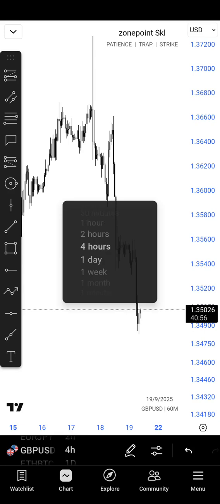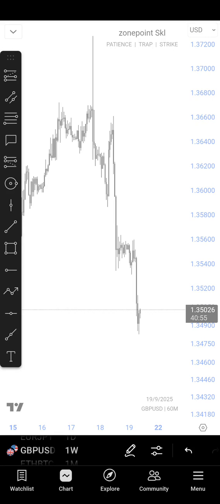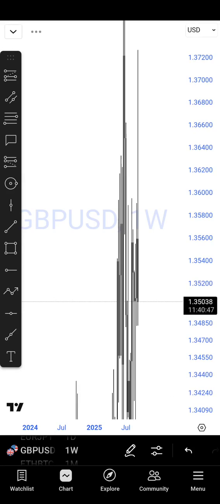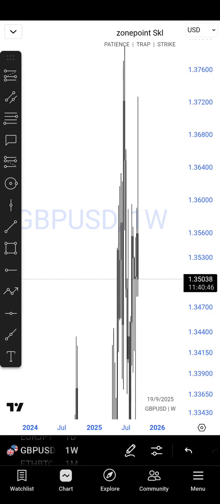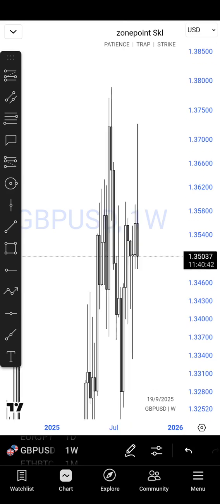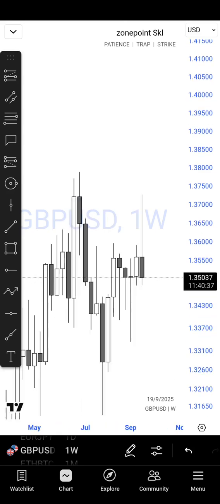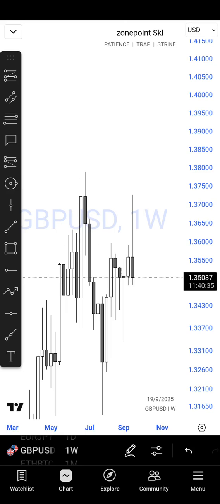So I just want to do a quick analysis here on GBPUSD. So we're starting from our weekly. Let's start from our weekly. I know this is almost the end of a week, but let's just start from weekly.